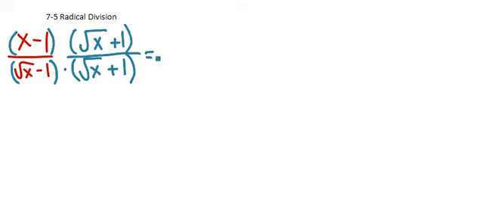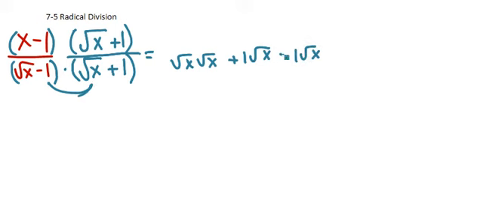Our multiplication then involves this FOILing process, the first times the first, so radical x times radical x. And the conjugate, then, we are reminded that we'll take the outer, which is positive 1 times radical x, plus the inner, which is negative 1 times radical x. And then finally, last times last, which is negative 1.